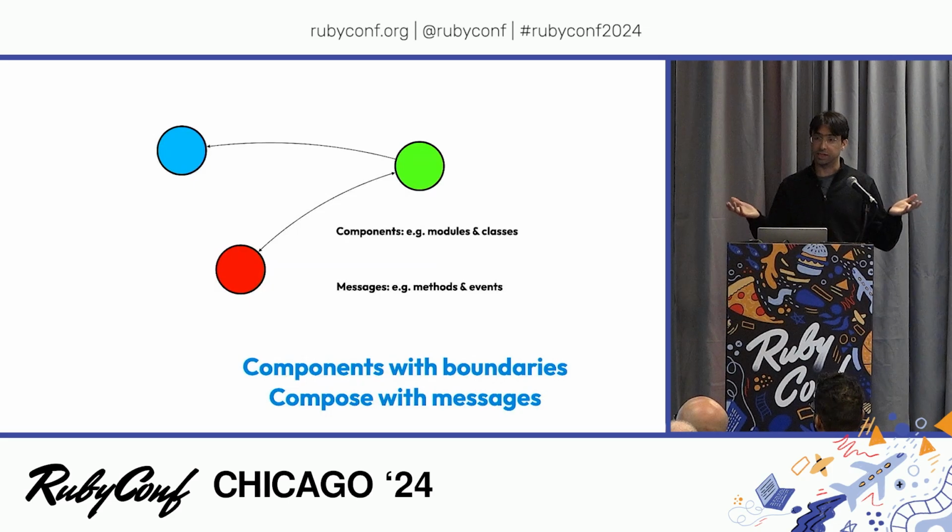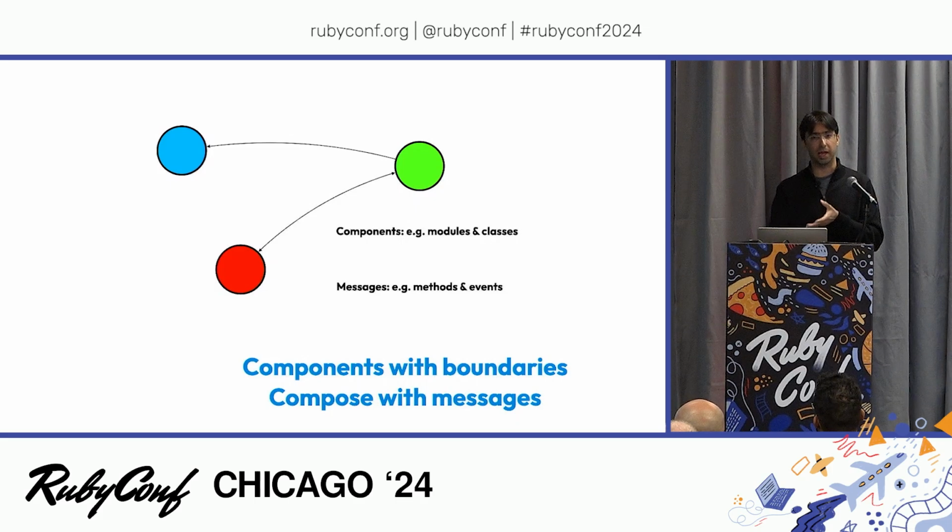And so our first lesson, if there's any inspiration to take from this, is that we should build really small components. We should make sure they have really strong boundaries, and we can compose them with messages. So by components, I mean things like modules and classes, and by messages, I mean methods, or, a more advanced topic, events. We won't get into it here. That could be a whole topic on its own.